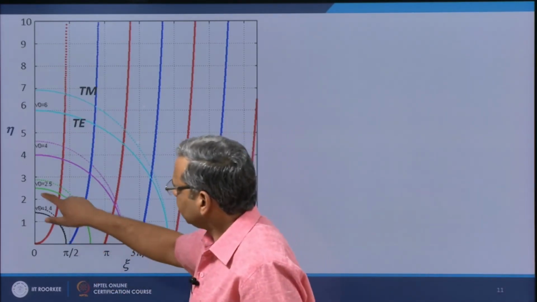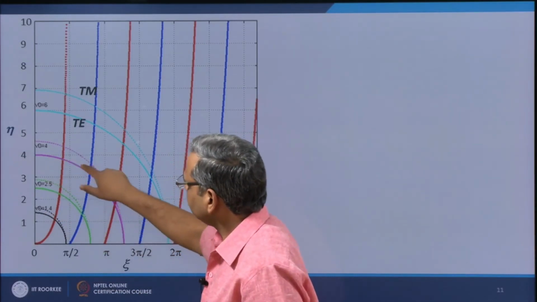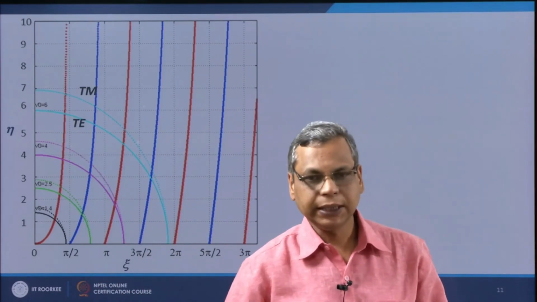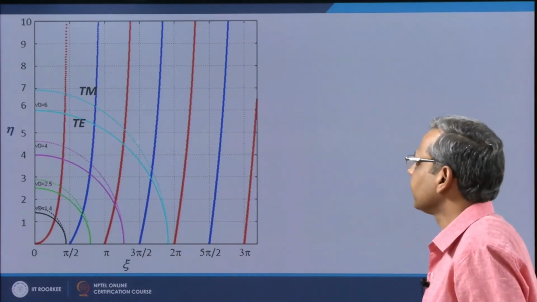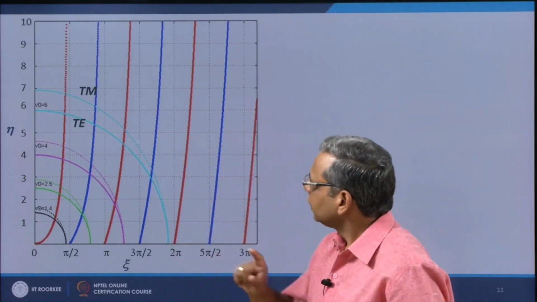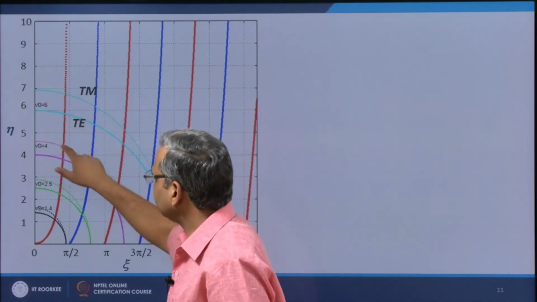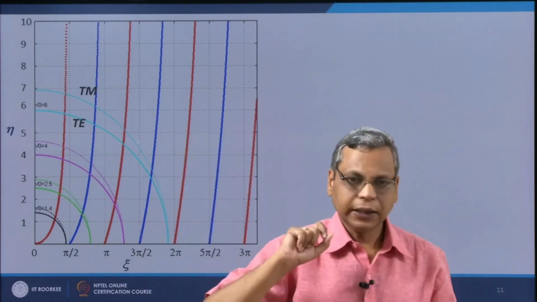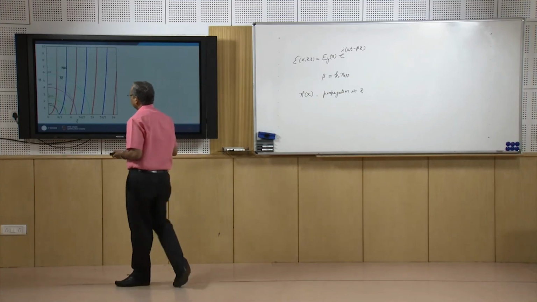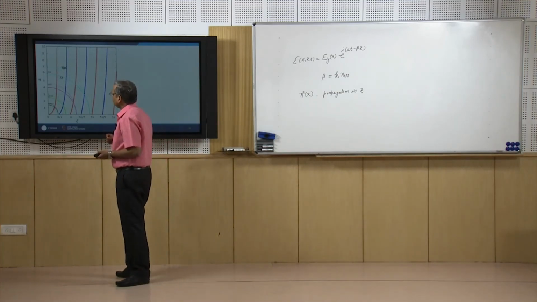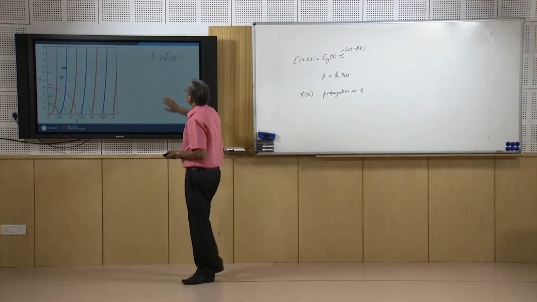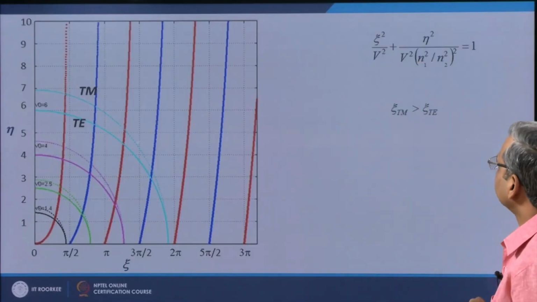Now, these solid lines represent the circles xi square plus eta square is equal to v square and correspond to TE modes, while these ellipses which are represented by dotted lines are the ellipses corresponding to the TM modes.